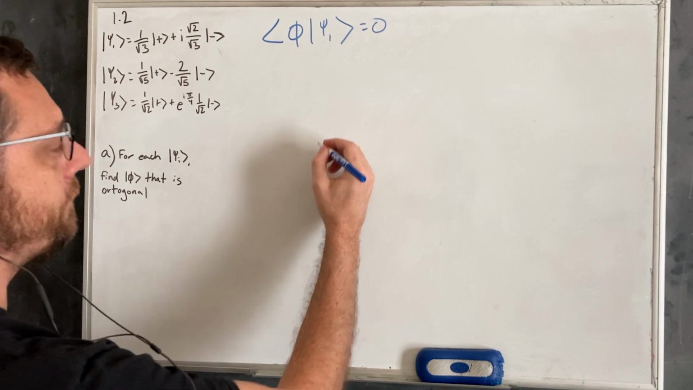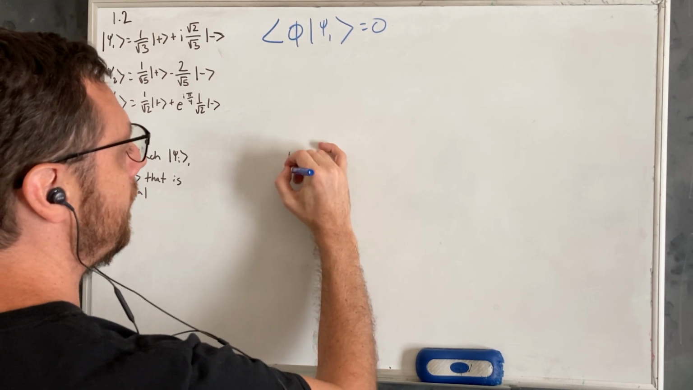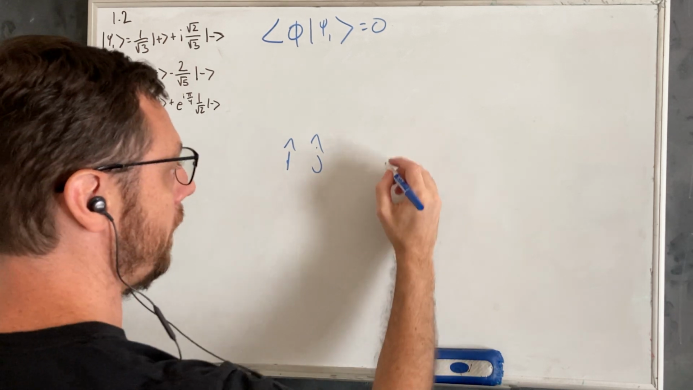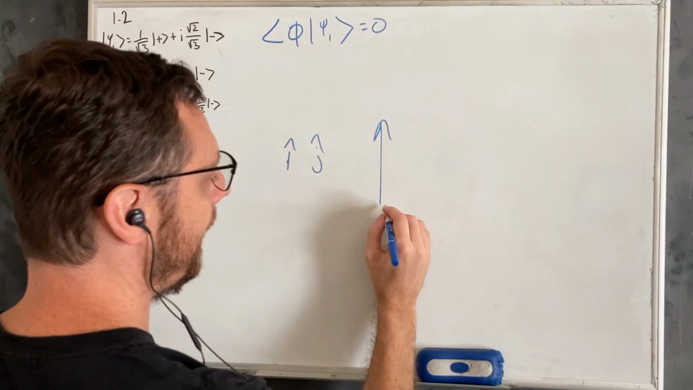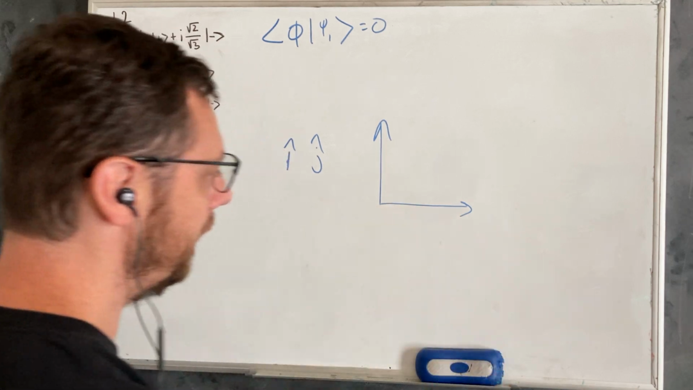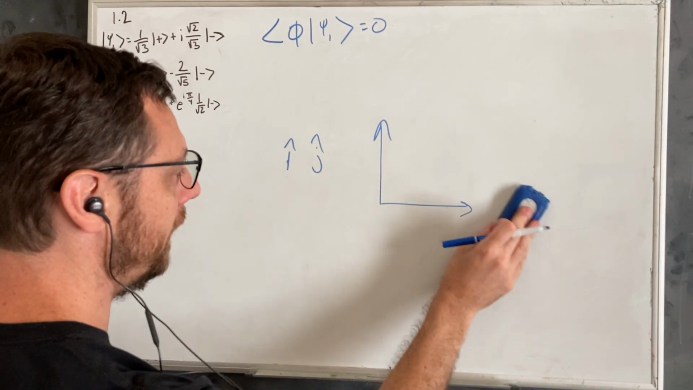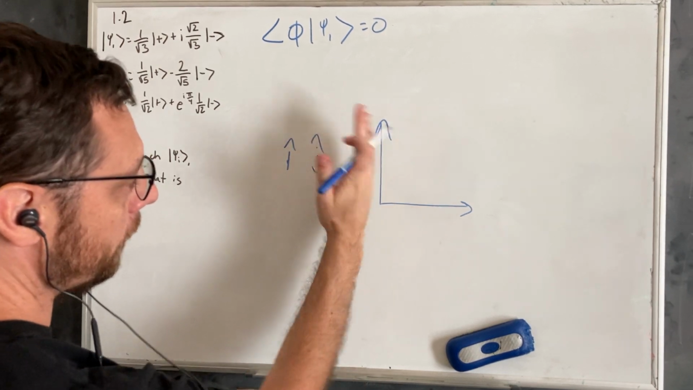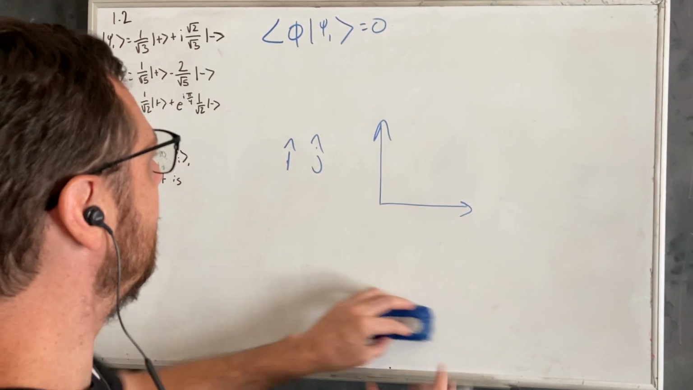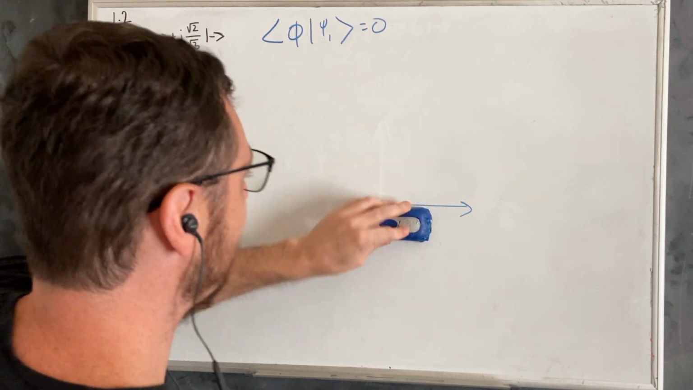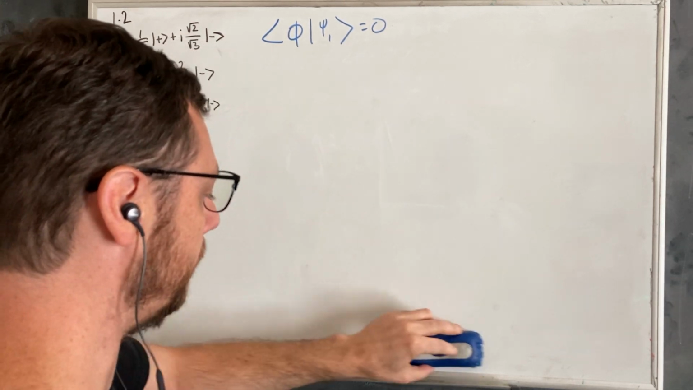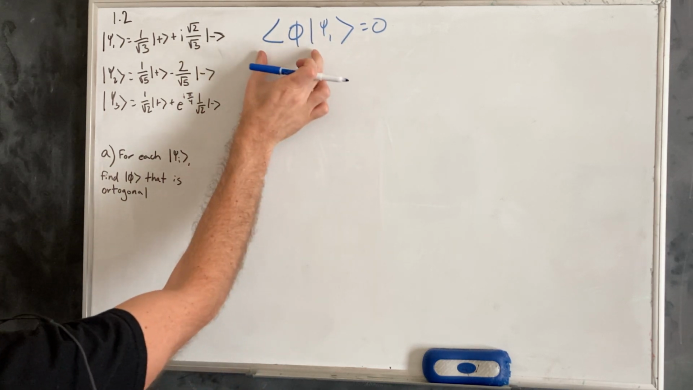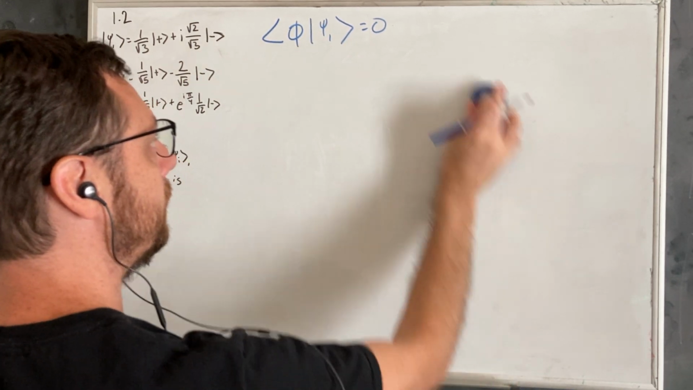So if you remember i hat and j hat, those are two geometrically orthogonal states because we have the y-axis and the x-axis. So there's no overlap. If we have our j hat, it doesn't overlap at all with our i hat. But these states are more of a conceptual orthogonality. So hopefully that's clear. So anyway, what is this phi going to be? That's what we need to find out.